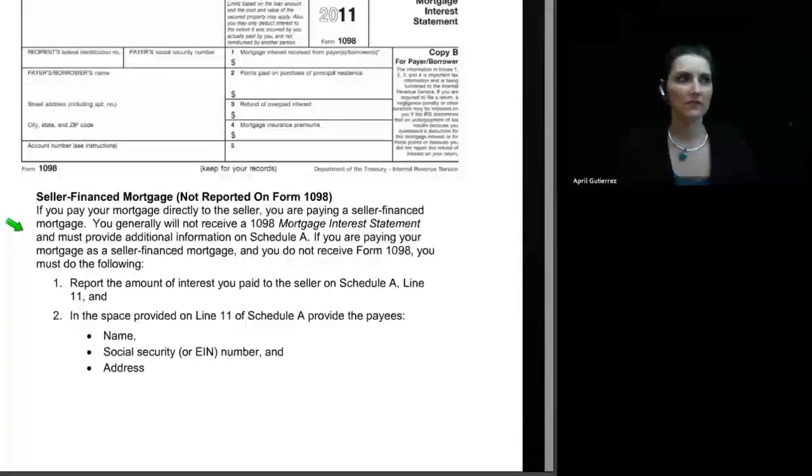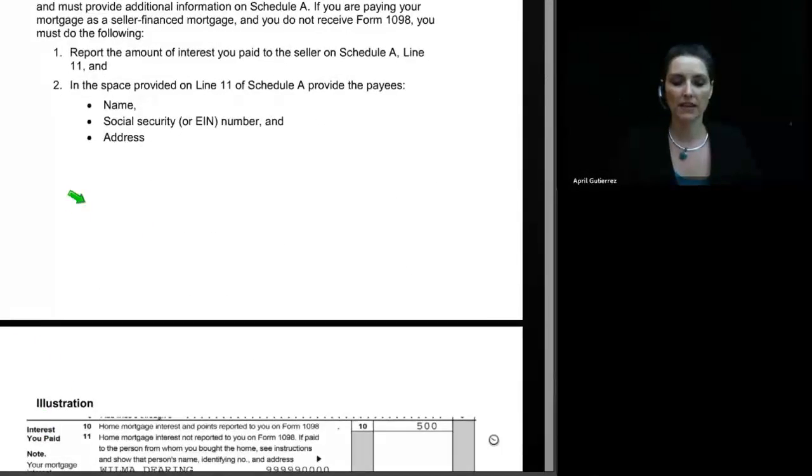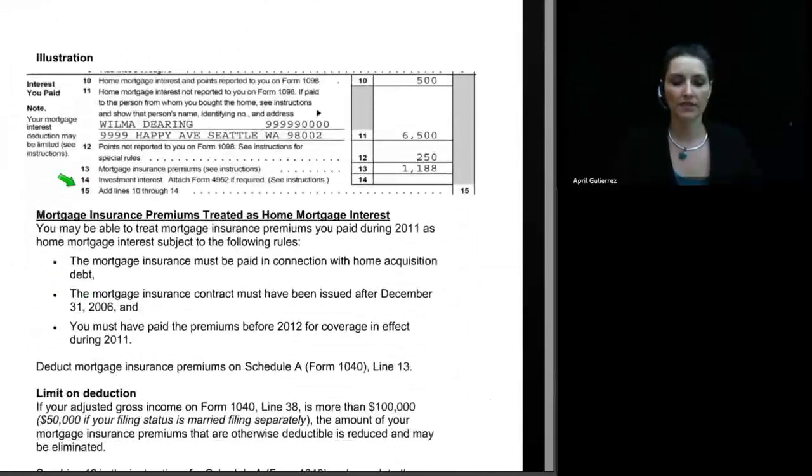Now what happens if you have a seller financed mortgage that is not reported on a 1098? Well, I already showed you what you do. If you have a seller who finances a mortgage and there is no 1098, you need to complete Schedule A line 11 and enter the name, Social Security or EIN number, and address of the group or company that you are paying. Here's an example.